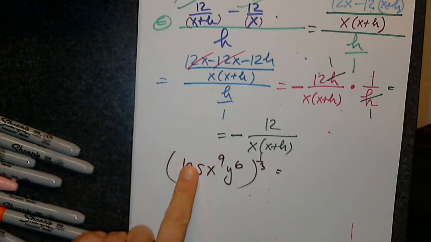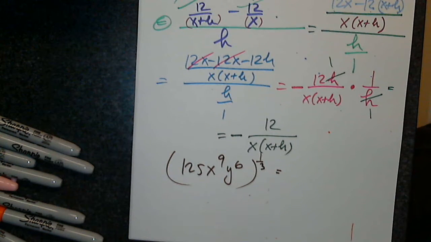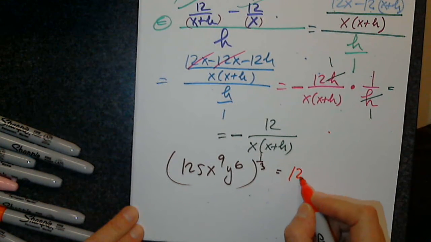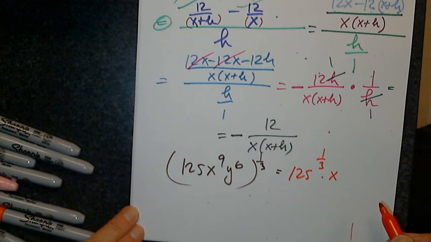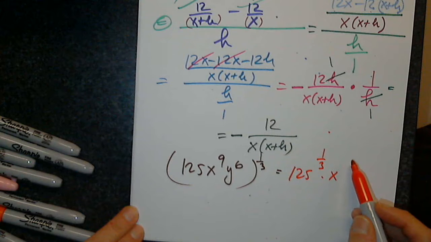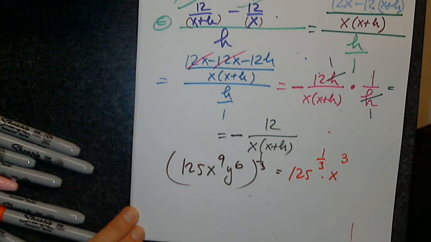When I raise a product of 3 factors to a power, what do I need to do? What is the idea here? Multiply. Say it again. Multiply over 1/3. In other words, you're saying raise each factor to that power. Right. So 125 raised to 1/3, x raised to 9 multiplied by 1/3.